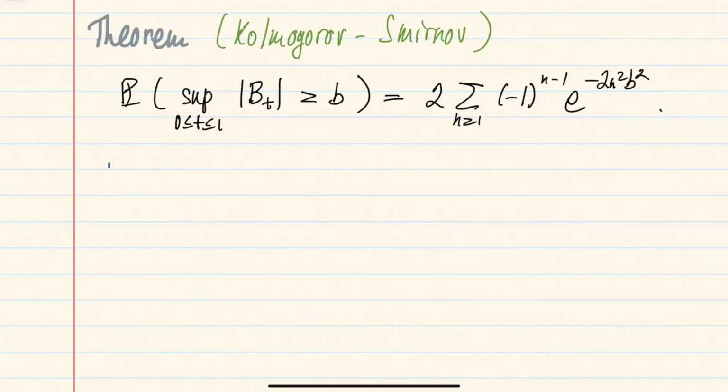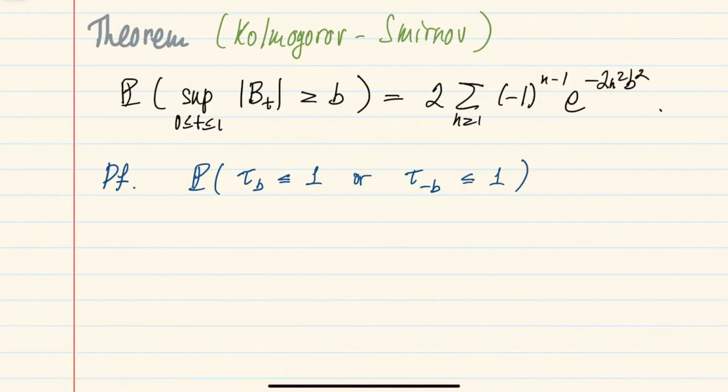So the proof goes as follows. This probability on the left-hand side that we want to calculate, another way to write this is that either the hitting time of b will be less than or equal to 1, or the hitting time of level minus b will be less than or equal to 1.